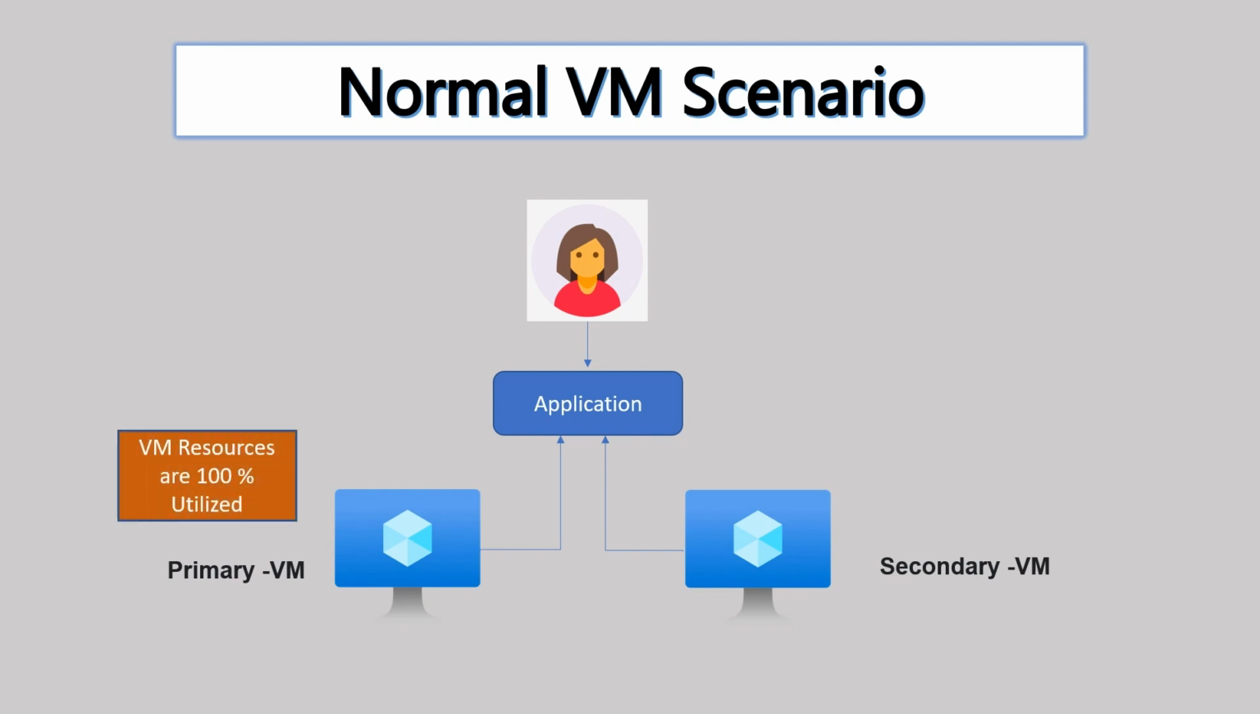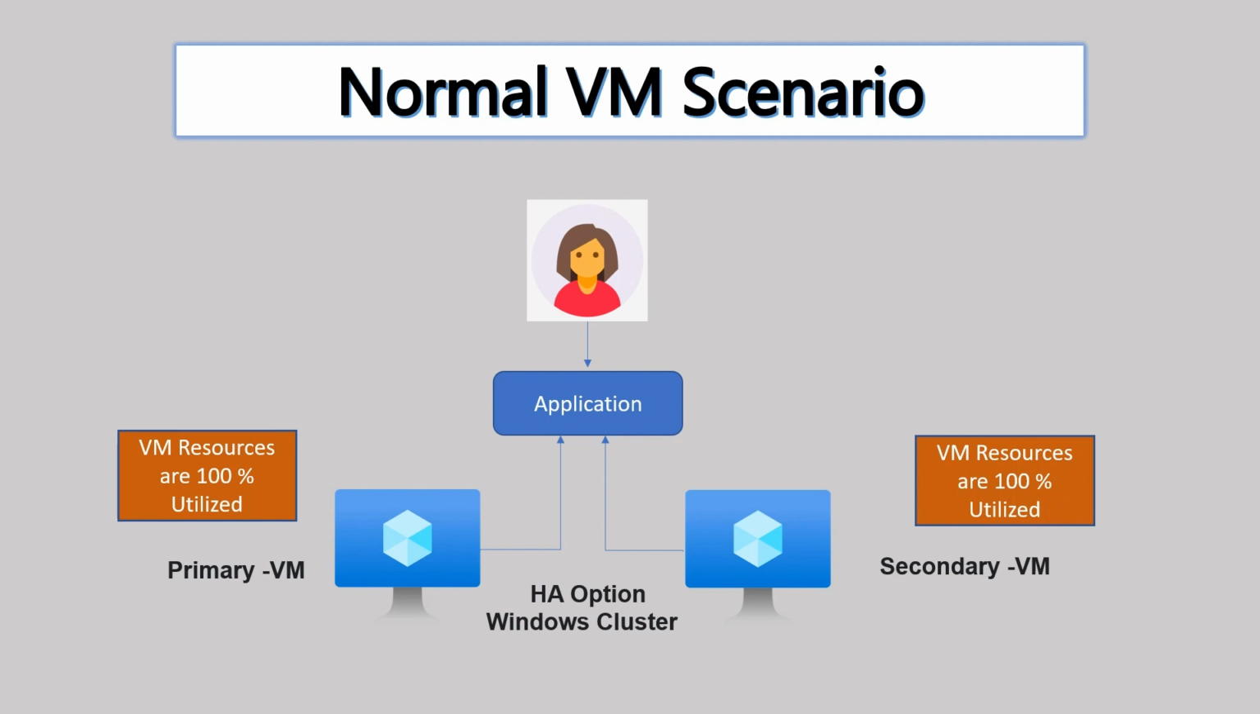In a scenario, if virtual machine 1 or the primary virtual machine is having 100% utilization of resources, then using some cluster options, I can fail over the applications to the secondary virtual machine and I can run the application. In case the secondary VM is also having 100% utilization, at that time users will have some issues with the application if the application gets hung or is not reachable. This is a normal virtual machine scenario.